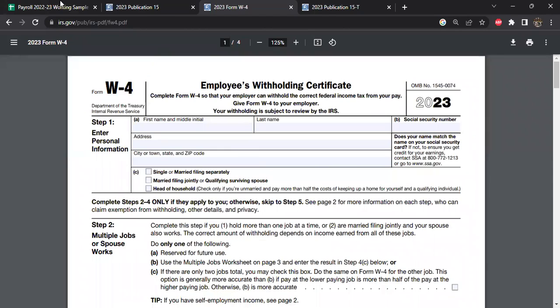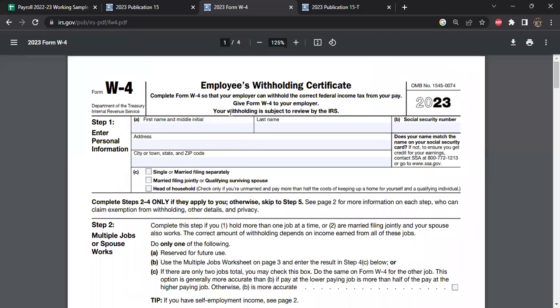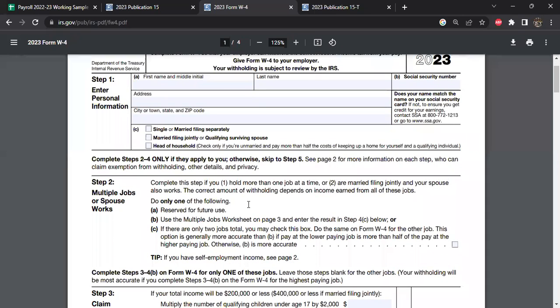So there are some things that you're going to need, and I've laid it out in the file for you. And this is a nice overview of what federal tax, withholding tax, and Social Security and Medicare and everything that goes into paying your federal taxes as a small business, and how to withhold from your employees' pay. This is going to explain how all that works. So it starts off with a W-4. You have your employee fill out a W-4.